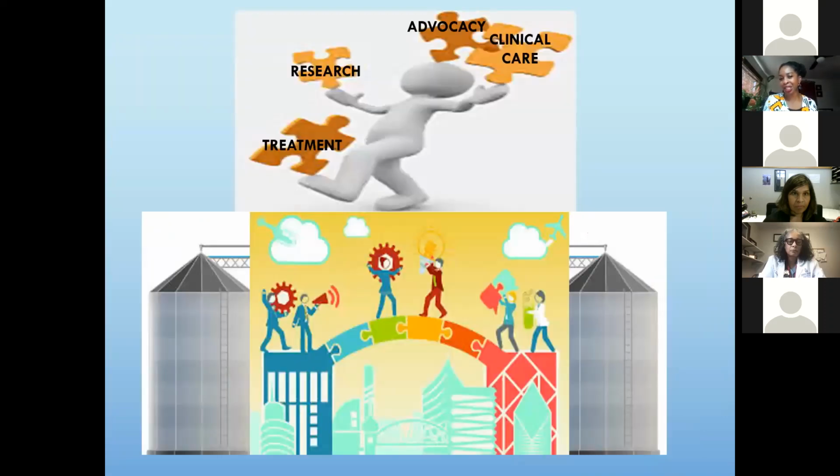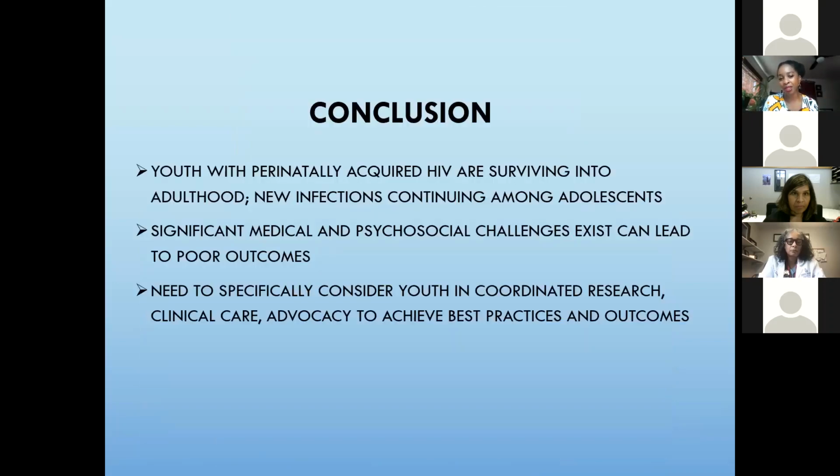So at the end of the day, it is putting the care, the research, advocacy, and the treatment all together. It is not just bridging the silos, but it's busting them down and making sure we all are in one big silo, one big sandbox. In conclusion, youth with perinatally acquired HIV are surviving into adulthood, and new infections continue among adolescents. There are significant medical and psychosocial challenges that can lead to poor outcomes, and we need to specifically consider youth in coordinated research, clinical care, and advocacy to achieve the best practices and the best outcomes.